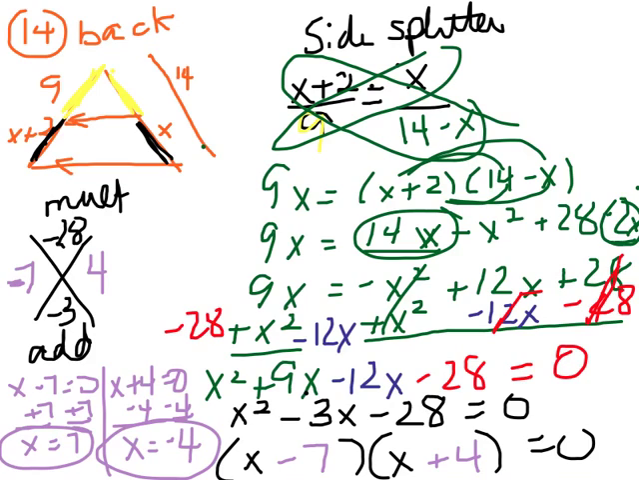But the problem is, can I have a segment that is negative 4 long? No, we always use positive numbers to talk about that. So this answer right here is actually just kind of a garbage answer. Sometimes that happens. So my answer to 14 is x equals 7.